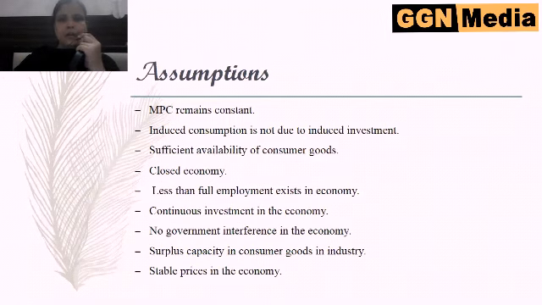Sufficient availability of consumer goods. Closed economy. Less than full employment exists in the economy. Continuous investment in the economy. No government interference in the economy. Surplus capacity in consumer goods industry. It means demand for increased consumer goods due to increased income can be met. And stable prices in the economy.